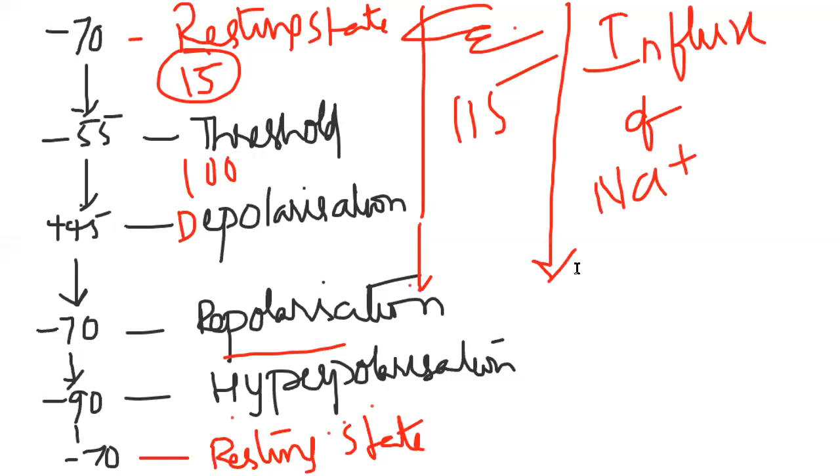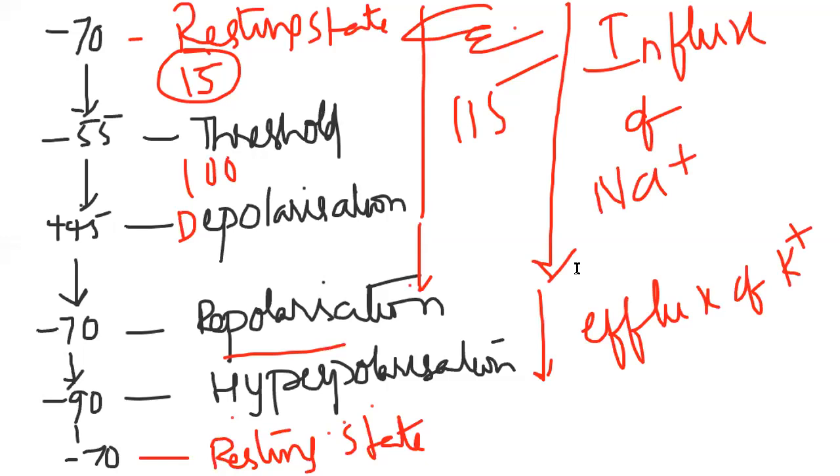And repolarization to the hyperpolarization due to the efflux of potassium ions. This is enough for us. That means we already said that influx of sodium ion, charge increases; efflux of potassium ion, charge decreases. This is enough for us actually, but we need to continue with the state textbook here.